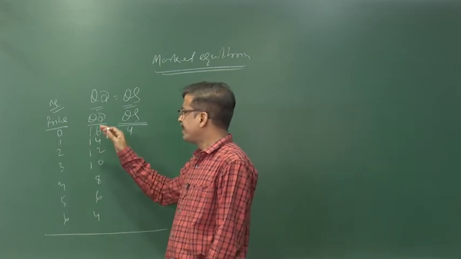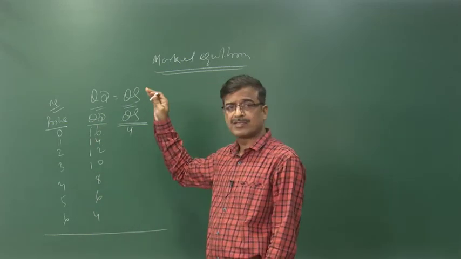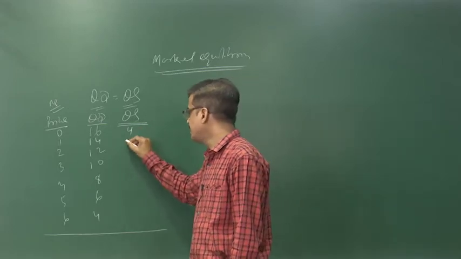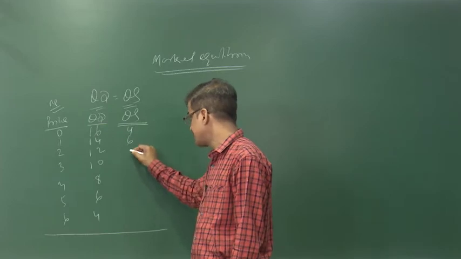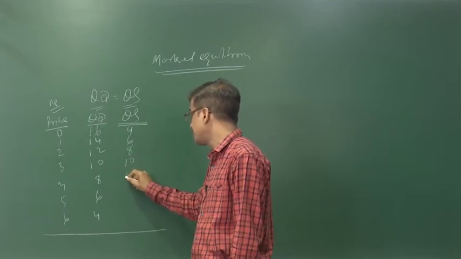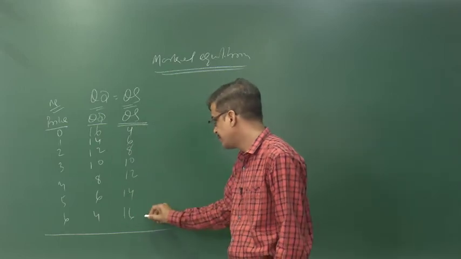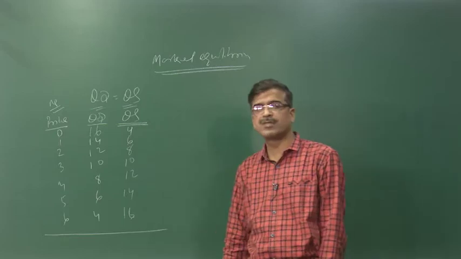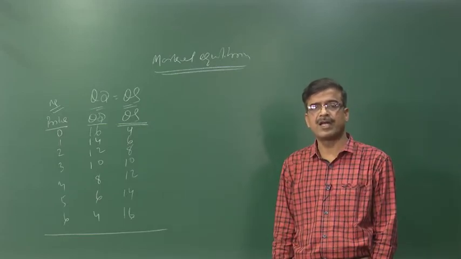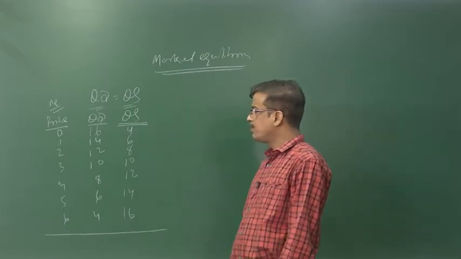But at 0 price, the quantity supplied is 4 units, next it is 6, thereafter 8, then 10, then 12, then 14, then 16. These are the number of units of ice cream we are able to demand and supply at a particular price. Now, where is the equilibrium?